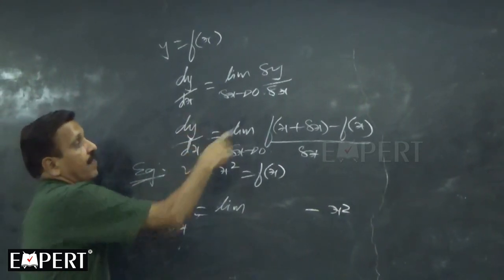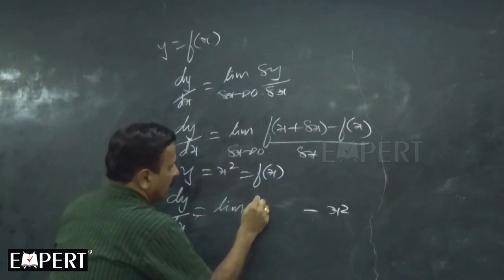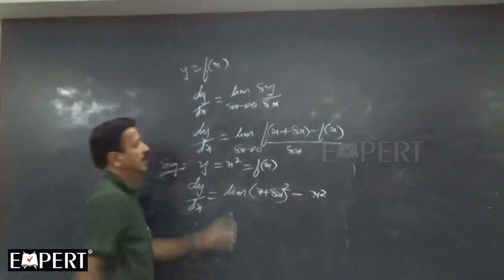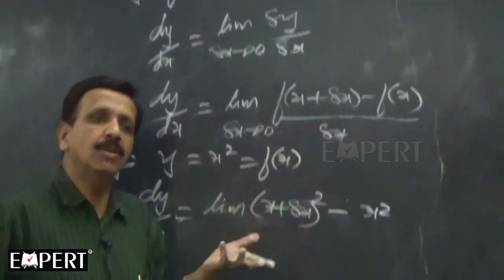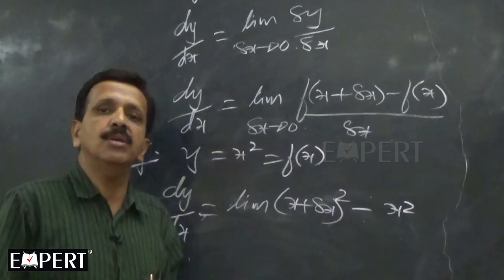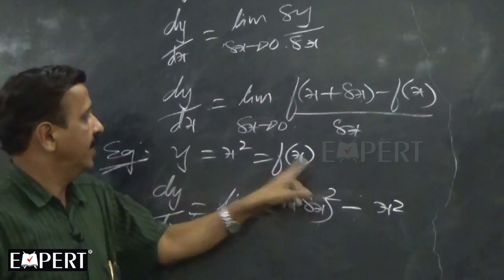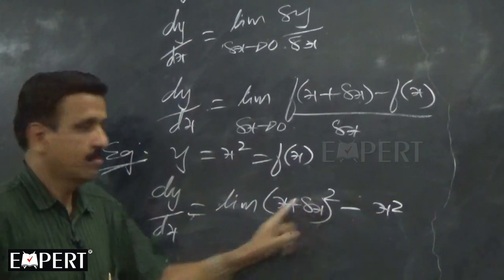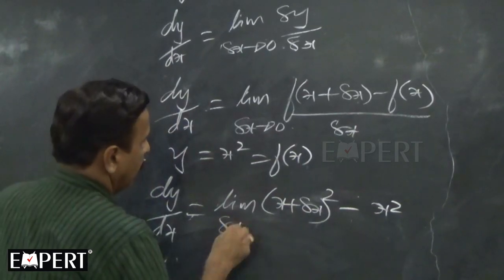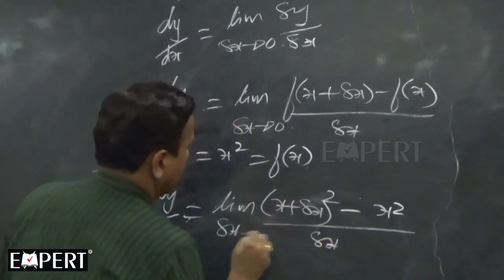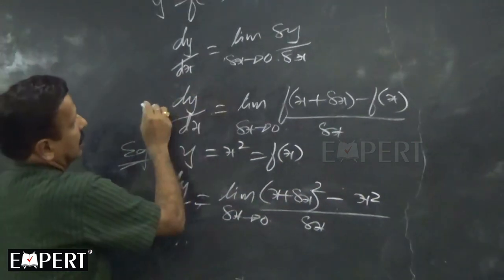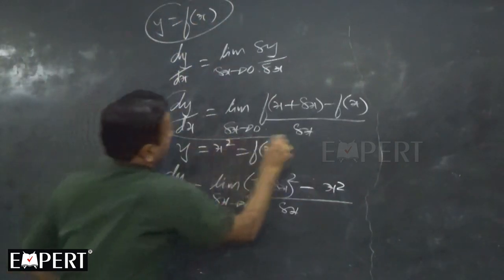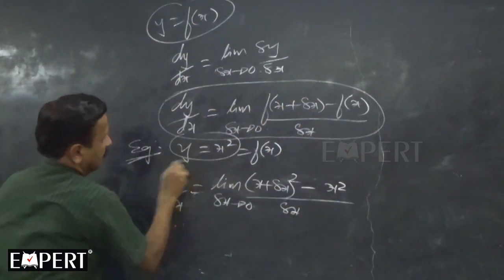What is f of x plus delta x? Same expression. What you need to write is x plus delta x the whole square. f of x plus delta x is similar to f of x. The only thing is, in place of x you need to substitute x plus delta x. What is f of x? x square. What is f of x plus delta x? x plus delta x whole square, divided by delta x, when delta x tends to 0. See, for the function y is equal to f of x, dy by dx is for this one.